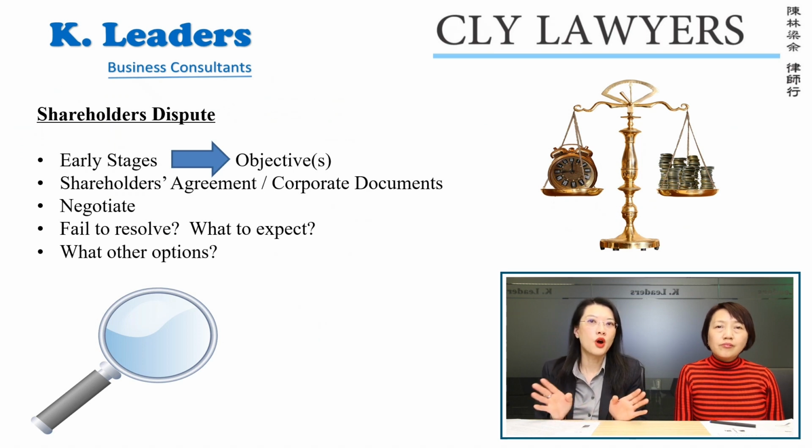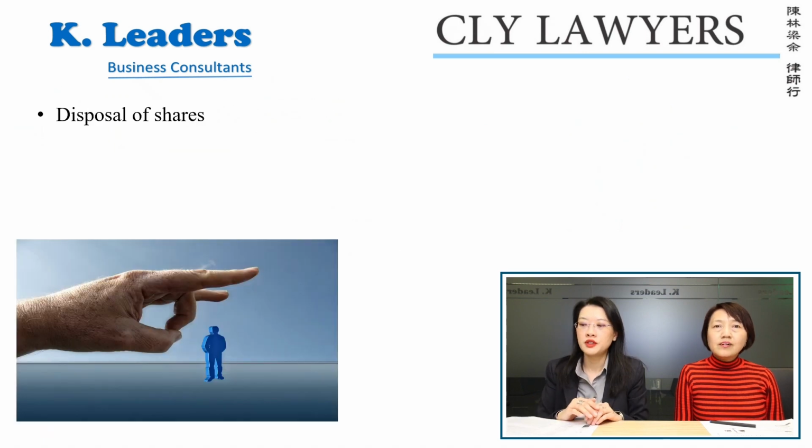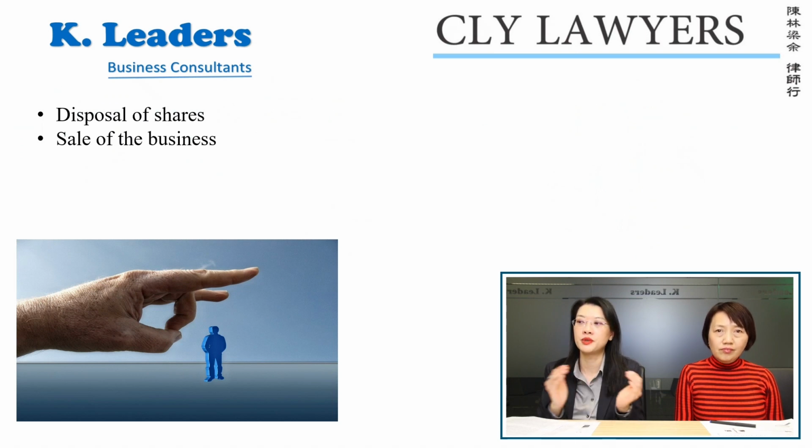So what other options are available, or what may happen if you fail to negotiate and talk it out? Now, the disagreeing shareholder may get bought out by the existing shareholders, or the disagreeing shareholder may sell its shares to an external party. Or there's a case where maybe all the shareholders don't want to continue with the business relationship, so they sell the entire business.